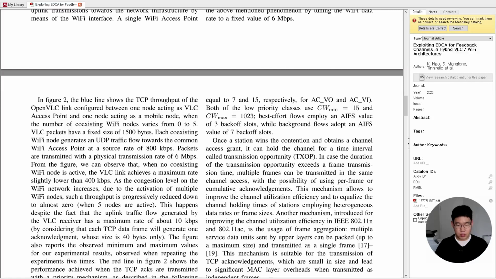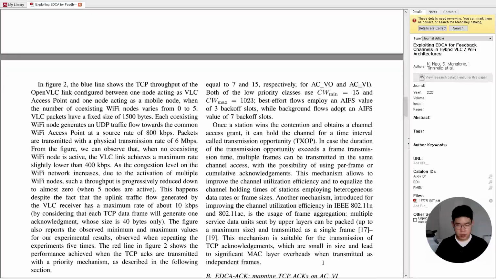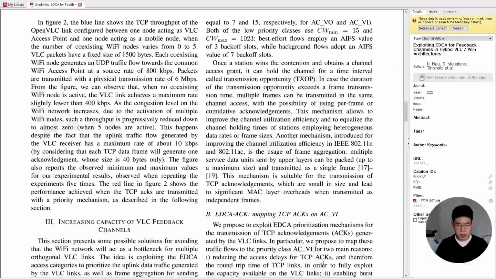Another mechanism introduced for improving the channel utilization efficiency in IEEE 802.11n and 802.11ac is frame aggregation. In the usage of frame aggregation, multiple service data units sent by upper layers can be packed, up to a maximum size, and transmitted as a single frame. This mechanism is suitable for the transmission of TCP acknowledgements, which are small in size and lead to significant MAC layer overhead when transmitted as independent frames.